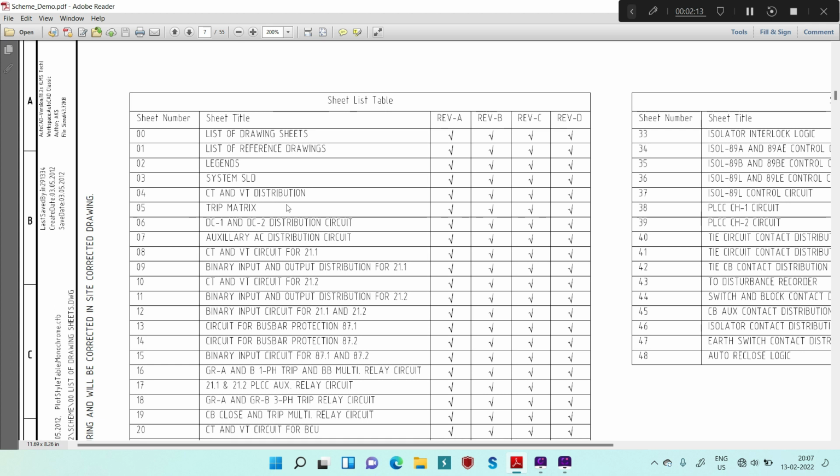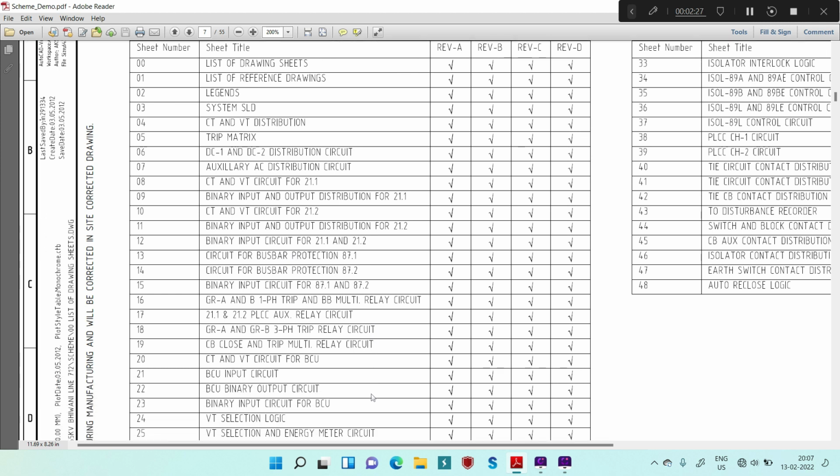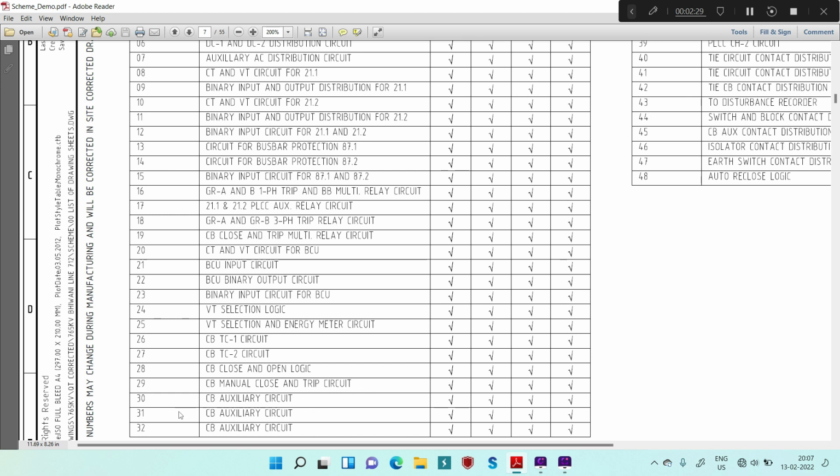Now if you want to read any particular scheme, that is, if you want to read the CT and VT circuit, the main 1 relay or main 2 relay, or if you want to read the auxiliary status or CB auxiliary circuits, then you just have to refer to the page number written alongside these details. So for the CB manual close and trip circuit, for example, you have to refer to page number 29, and for CB tripping coil 1 and tripping coil 2 circuits, you have to refer to page numbers 26 and 27 respectively.